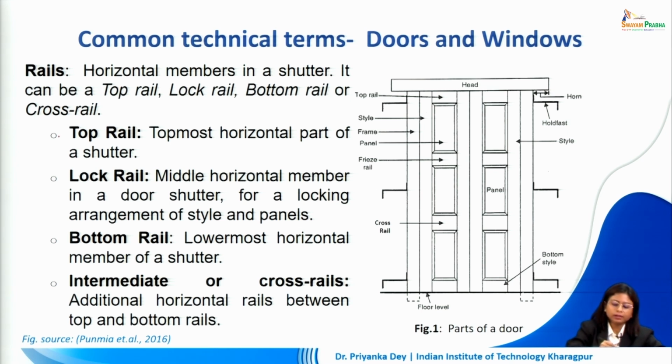The first one, which is the top rail, is the topmost horizontal portion of the shutter. The lock rail is the middle horizontal member. This is the part where we provide the arrangement for locking of the door. The bottom rail is the lowest horizontal member of a shutter. We may also in some cases have intermediate or cross rails in between the top and the bottom rails, depending upon the number of panels that we have within our shutter.